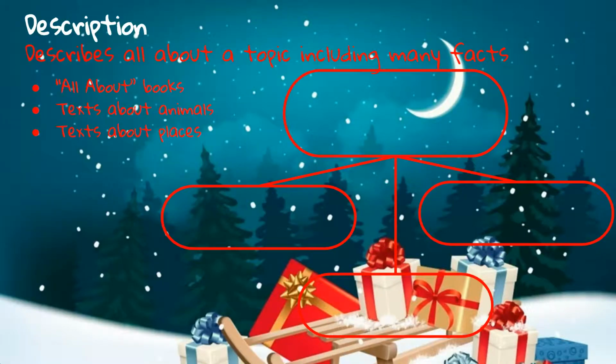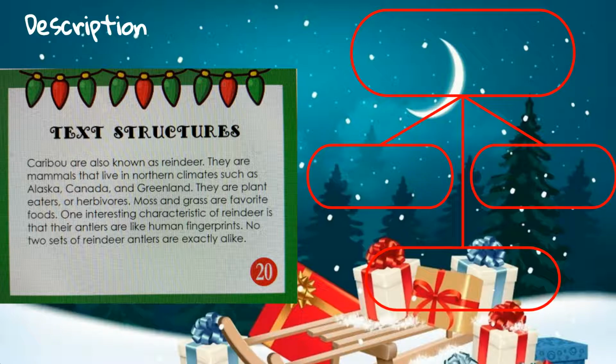Now let's look at description. Description is one of the easiest text structures to identify. It describes all about a topic, including many facts. These are all about books, texts about animals, or texts about places. You're going to be able to make a bubble map or main idea chart really easily out of something like this. So let's look at this one about caribou.